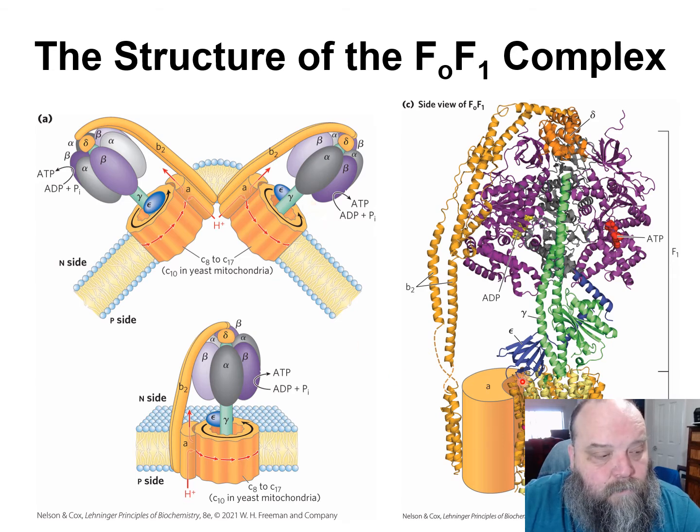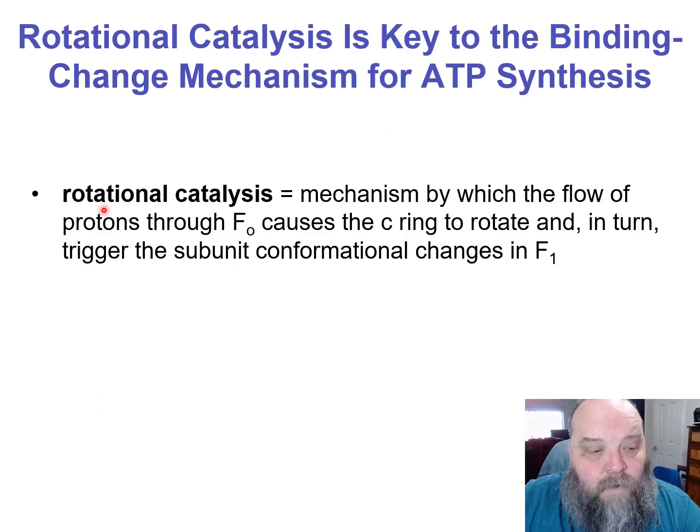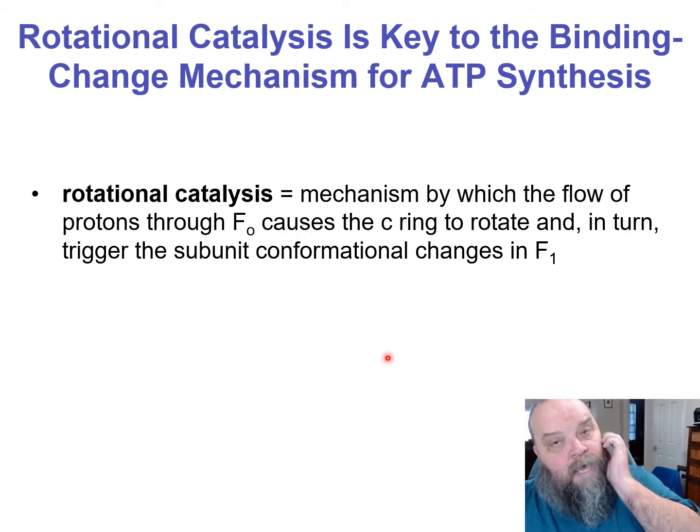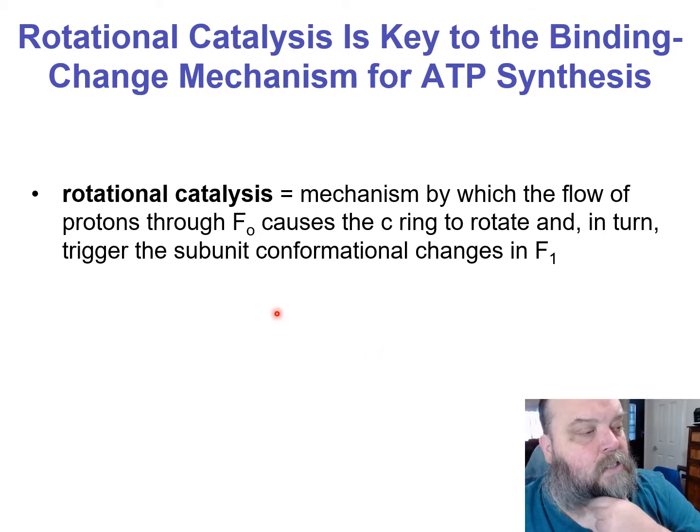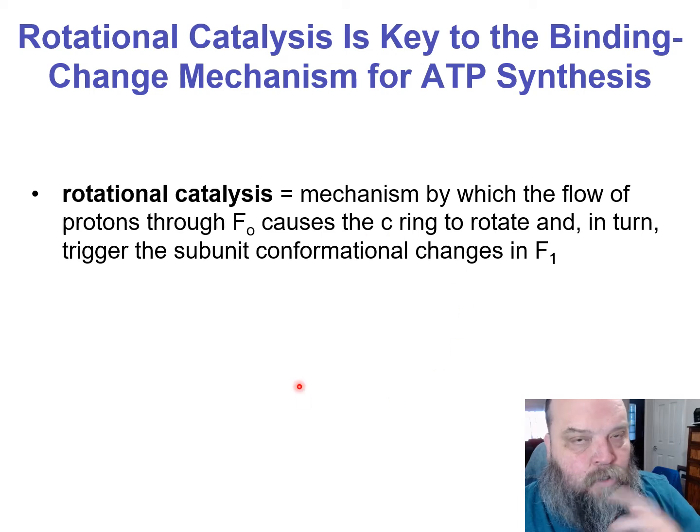The C rings are going to have proton binding sites so that as the protons flow through the A, they're interacting with the rings, causing the rings to spin, which causes gamma to spin. Gamma spinning causes the catalytic subunits to also spin. They refer to this as rotational catalysis. Okay, it's the flow of the protons through the F0, specifically the A, interacting with the A and the rings, that causes the F1 to change conformation, to also move.